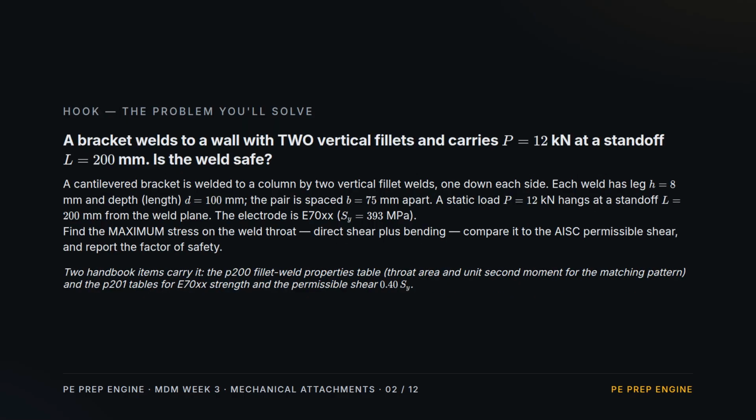Here's the problem. A cantilever bracket is welded to a column by two vertical fillet welds. You're given the load, the standoff that makes it off-center, the weld leg, the weld depth, the spacing, and the electrode. Find the maximum throat stress, the direct shear plus the bending, compare it to the code permissible shear, and report the factor of safety. Two handbook items hold everything: the fillet weld properties table and the tables of electrode strength and permissible stress.